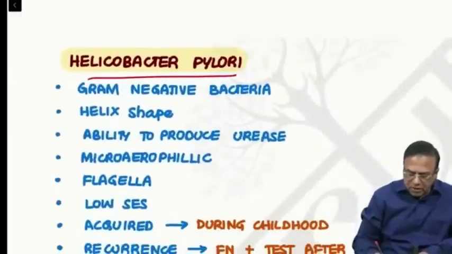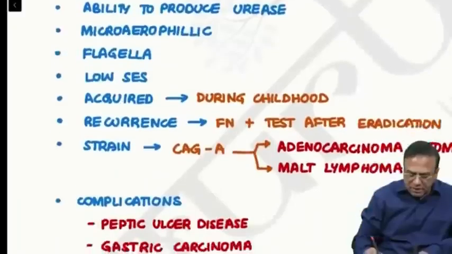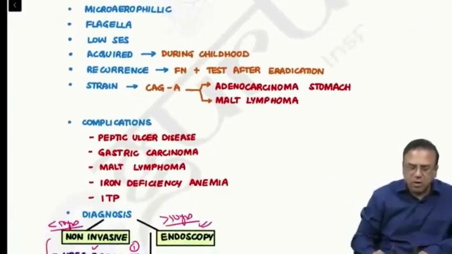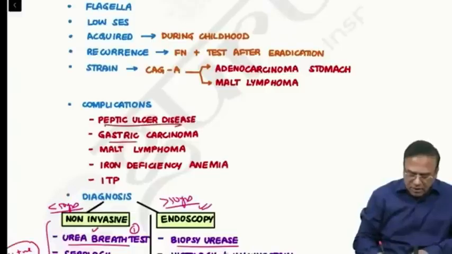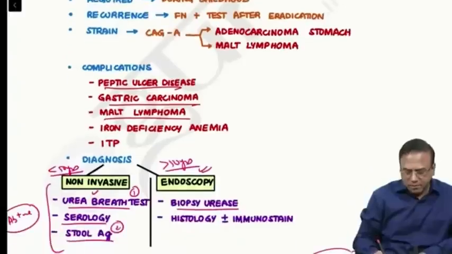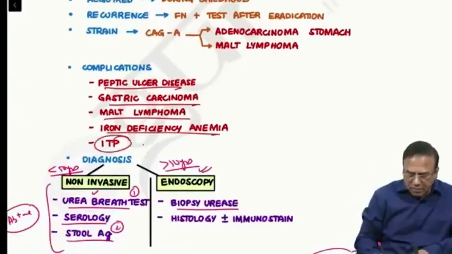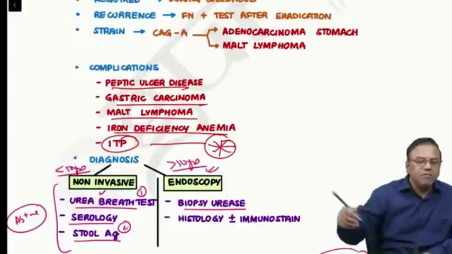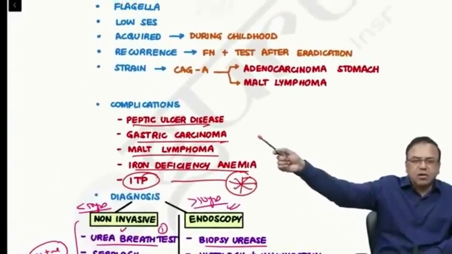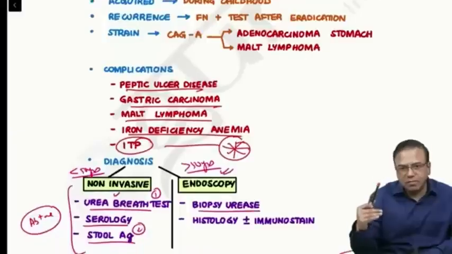H. pylori is a gram-negative bacterium. Basically, what is the problem? H. pylori will come with peptic ulcer disease, may increase the risk of gastric carcinoma and lymphoma. It may be associated with ITP, so this may be a potential MCQ for you: ITP association with H. pylori. Everybody knows about lymphoma, gastric cancer and all that, but be careful, ITP is very important.